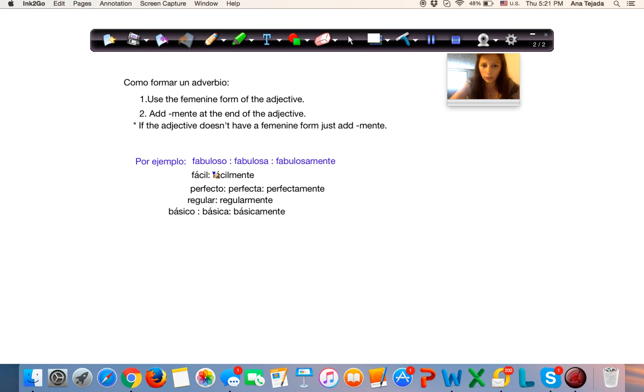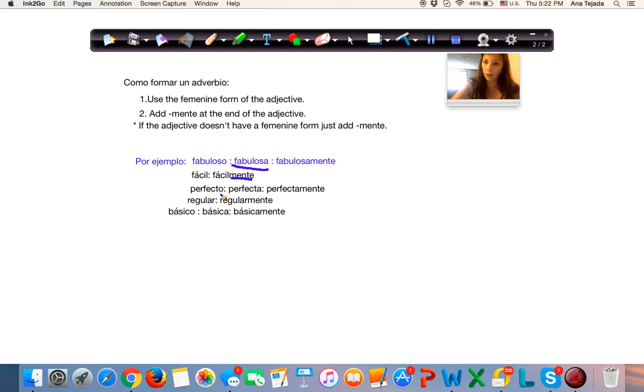Por ejemplo, we have fabuloso, which turns out to be fabulosa in its feminine form. And the adverb is fabulosamente. Let's look at another word, fácil. Fácil doesn't have masculine or feminine form, just because it's in a consonant, right? That's why we're just going to add the ending mente to it, fácilmente. Look that we are going to keep the accent, la tilde, still the same, lo mismo.